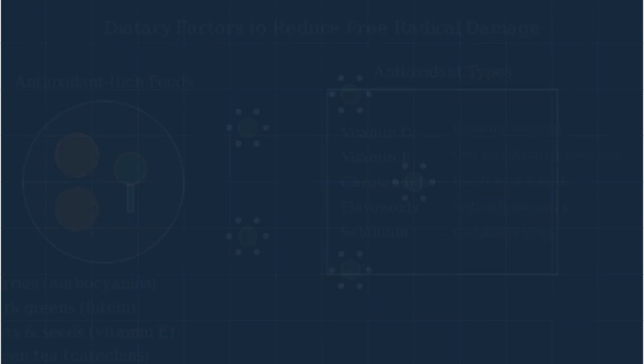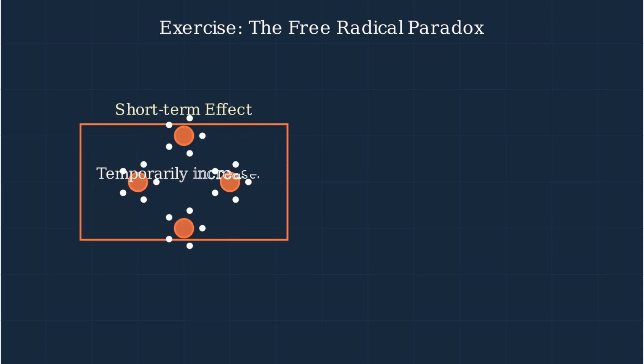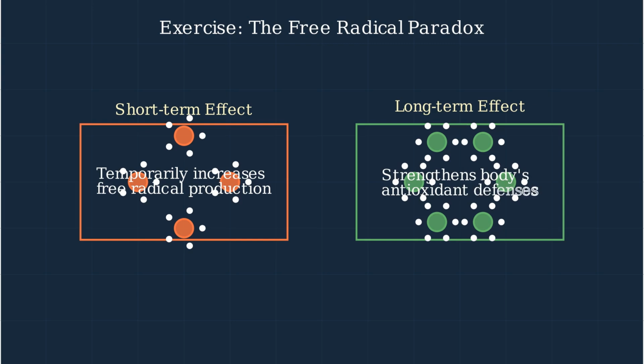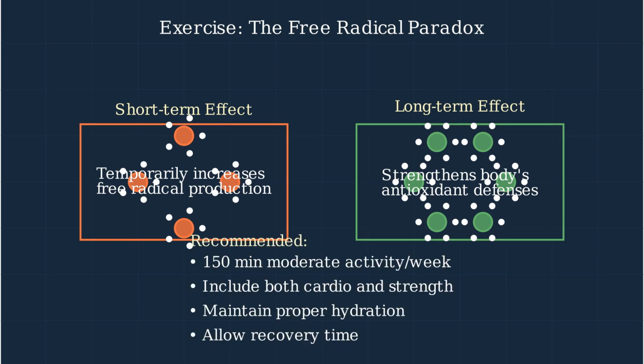Exercise presents an interesting paradox in terms of free radical production. In the short term, intense exercise temporarily increases free radical production due to higher oxygen consumption and metabolic activity. However, long-term regular exercise actually strengthens your body's antioxidant defense systems, making you more resistant to oxidative stress over time. For optimal benefits, aim for at least 150 minutes of moderate activity each week, combining both cardiovascular and strength training. Proper hydration and recovery time are equally important.